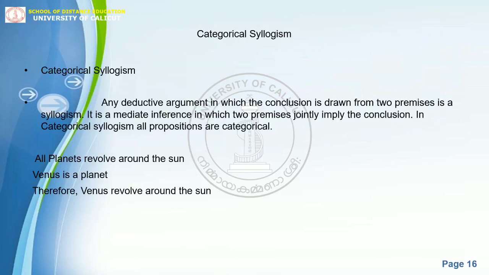Coming to what a categorical syllogism is. Any deductive argument in which the conclusion is drawn from two premises is a syllogism. It is the mediate inference in which two premises jointly imply the conclusion. In the categorical syllogism, all propositions are categorical. An example is given here. All planets revolve around the sun. Venus is a planet, therefore Venus revolves around the sun.